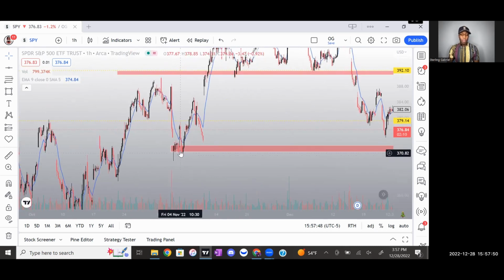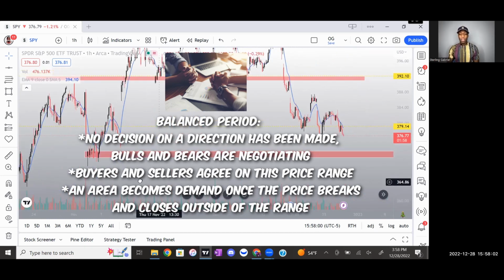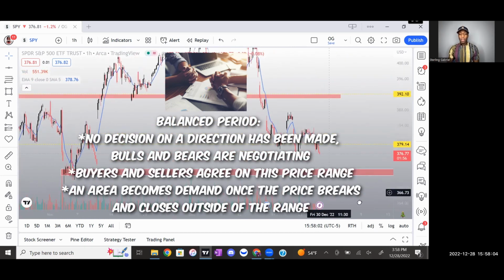You're going to get that balanced period. Never trade in the balanced period because you're just going to get chopped up. Contracts are going to get chopped up if you're trading options. In the balanced period, you typically don't know where price is going to go. So this is where price could be targeting right now.